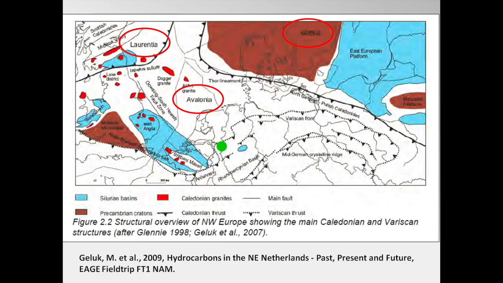The green dot shows the Münsterland 1 location in a more zoomed-in view at about the same time. The Avalonia, Baltica, and Laurentia, that is North American, plate names are circled in red. Note the well's position on the leading edge of one of the Variscan thrusts on the Rhenish Massif that move from the southeast. Those thrust edges are shown by the dotted lines to the east and south of the green dot.